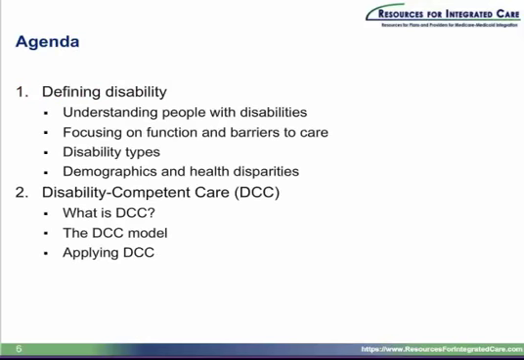Today we will present an overarching definition of disability and some background information to inform your understanding of the population of adults living with disabilities. We will define disability and its impact on those who live with a disability. We will be hearing from a couple of persons describing their experiences interfacing with healthcare providers. We will follow that with an overview of the 7 pillars of the DCC model.